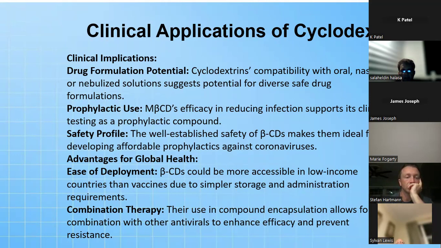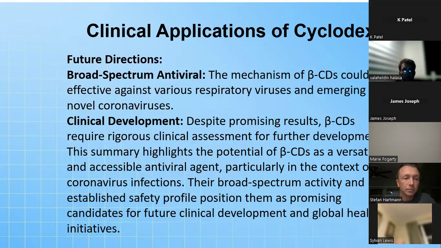Combination therapy: using the compound, I can combine it with antiviral drugs. So I can benefit from the side effect of the antiviral drug itself, interfering with the metabolism of the virus, plus interfering with the fusion of the virus to the host by encapsulating the antiviral drug, or encapsulating methylene blue, for example. So, the broad-spectrum antiviral mechanism: beta-cyclodextrin could be effective against various respiratory diseases, especially membrane-enveloped viruses and emerging novel coronavirus treatment. We can use that for coronavirus as well.